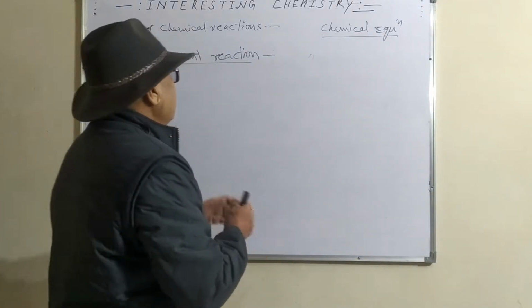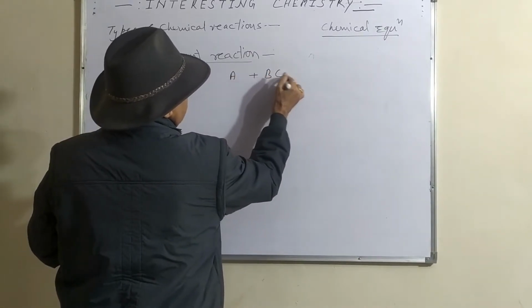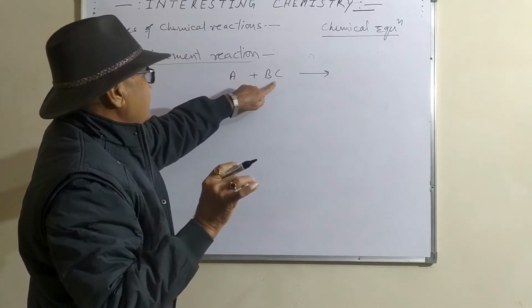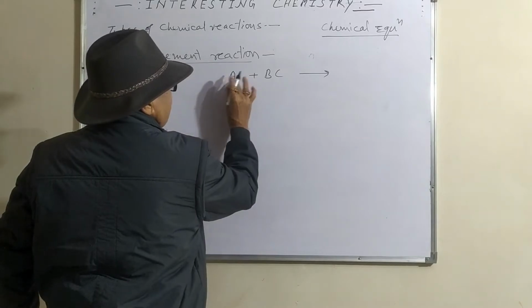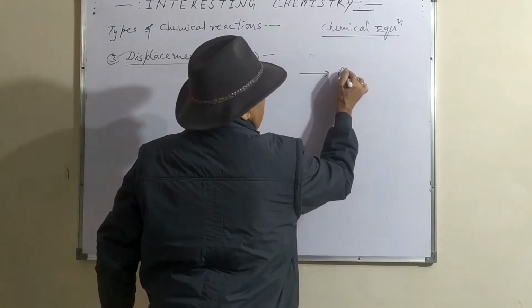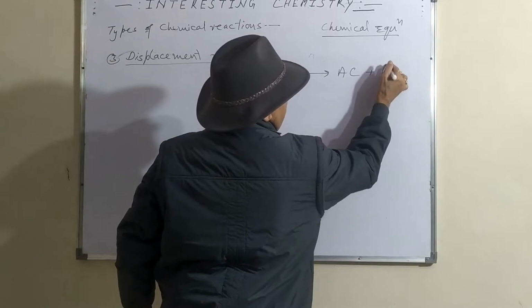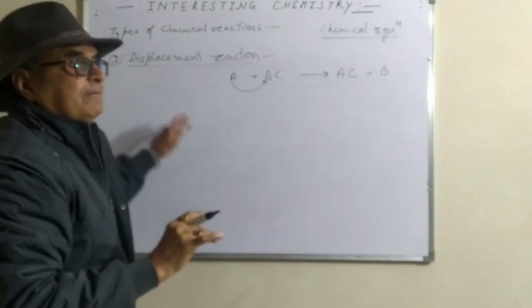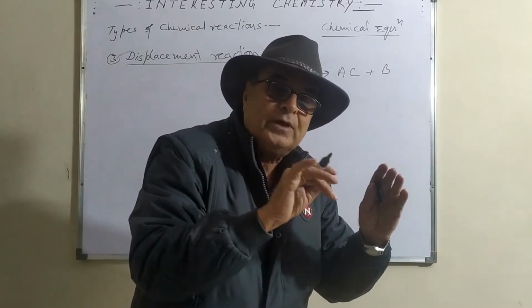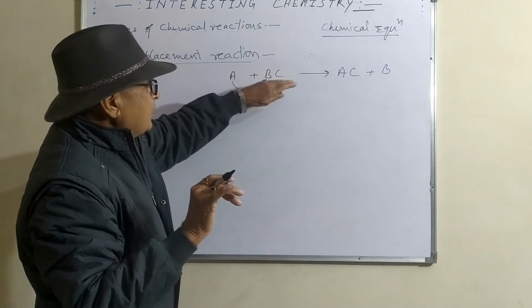How will you get it? Suppose it is A and it is BC. These are the compounds, these are the reactants. When A plus BC reacts, A will displace this B. The newly formed compound will be AC, and B will be out here. So this is the displacement reaction. It will help us to tell about the nature and the name of the products. So you need not memorize the equations, but from this method, you can estimate what the product will be.